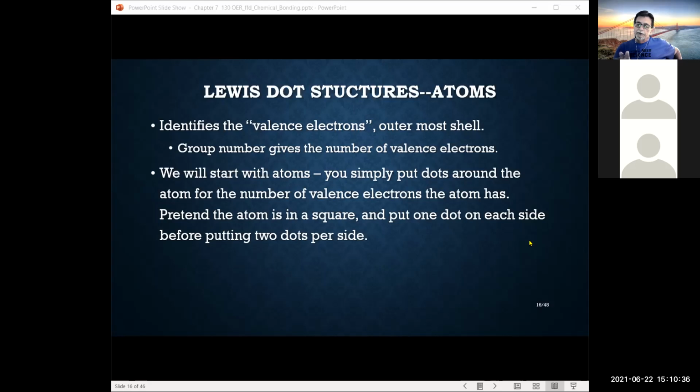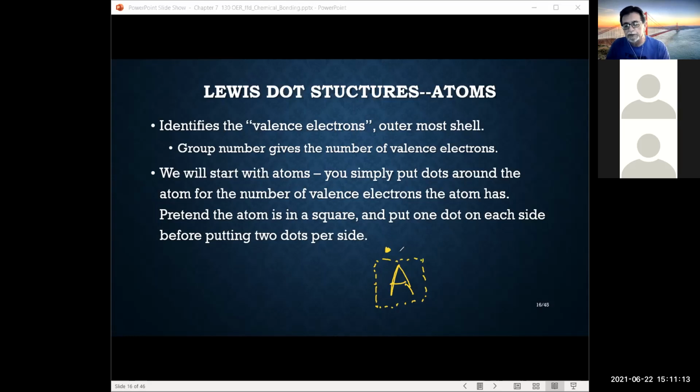Think of that symbol as a square, and we put a dot on each side of that square, and we go around the square until we fill it up. For example, let me demonstrate that. Let's say we have some hypothetical element I just denote by A. So think of it as a square. And I'm going to put this dotted line that represents the square. And maybe A has one valence electron. So we put one valence electron on the outside.